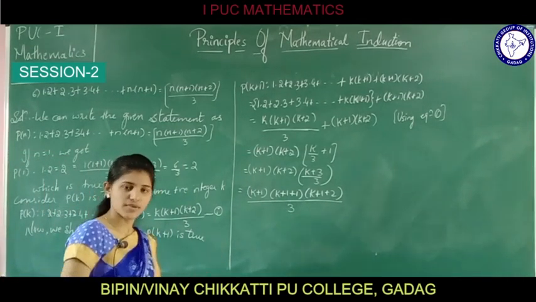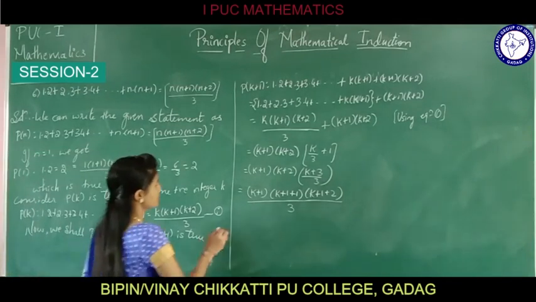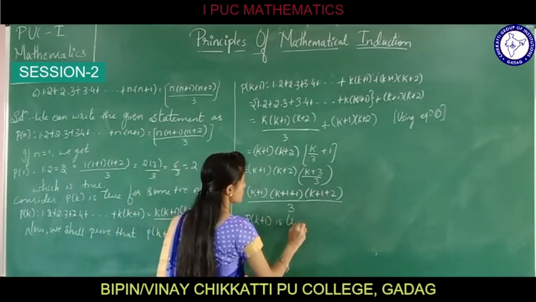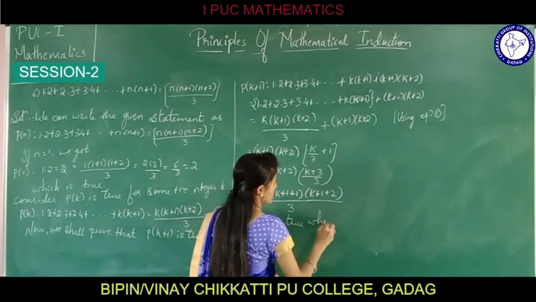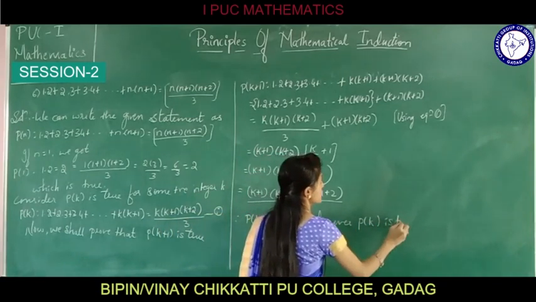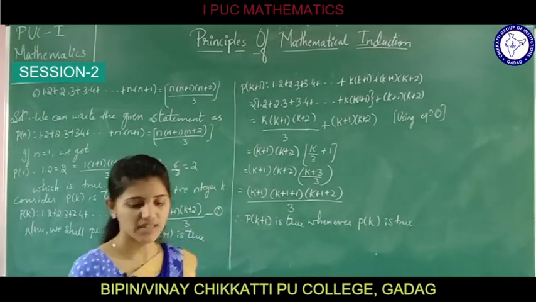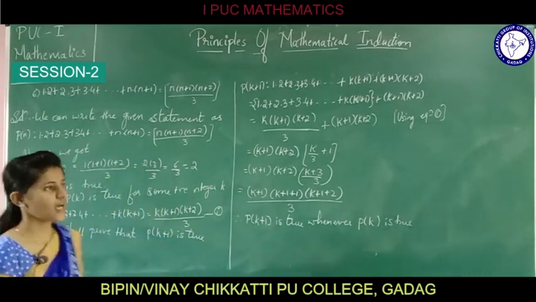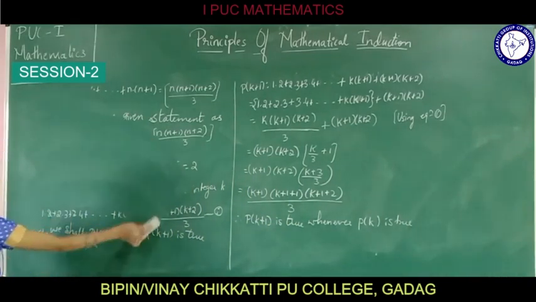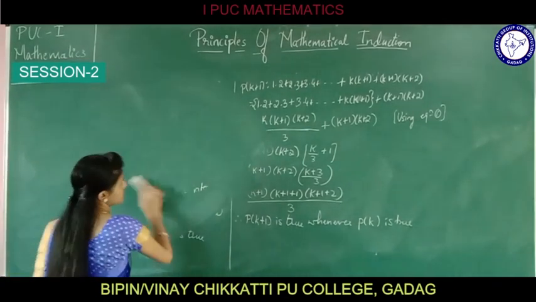Therefore, P of k plus 1 is true whenever P of k is true. If this is true, then again by the principle of mathematical induction, we say that the statement P of n is true for all natural numbers n.